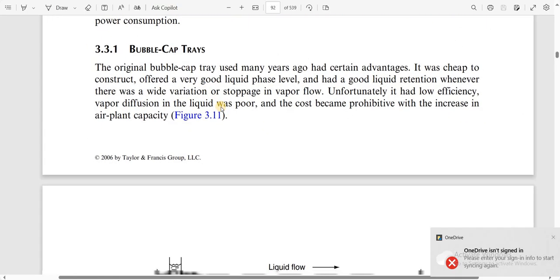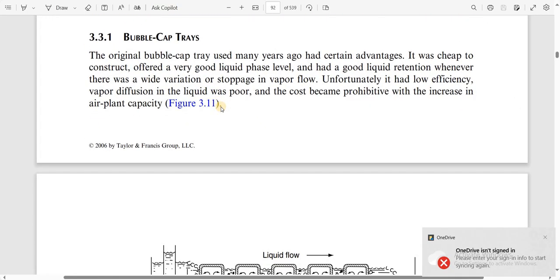The bubble cap tray. The original bubble cap tray used many years ago had certain advantages. It was cheap to construct, offered a very good liquid phase level, and had good liquid retention whenever there are wide variations or stoppage in vapor flow. Unfortunately, it had low efficiency, vapor diffusion in the liquid was poor, and the cost became prohibitive with the increase in air plant capacity.